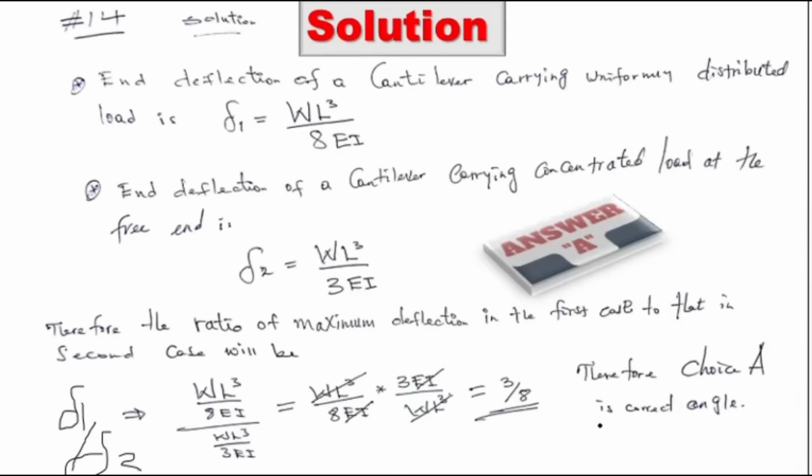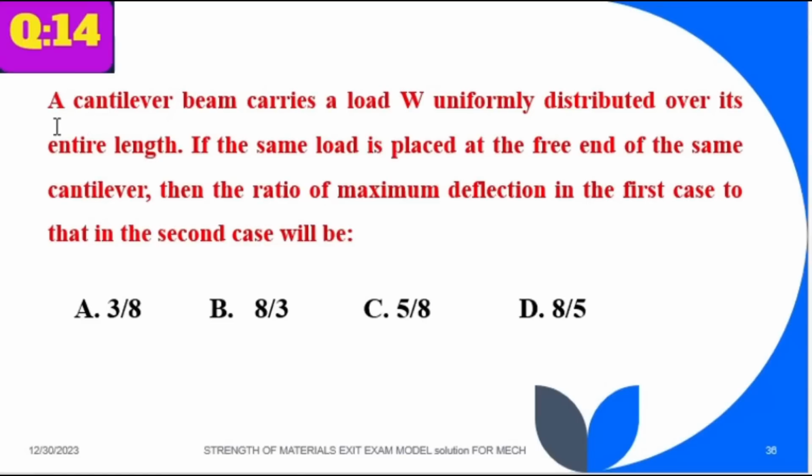Therefore, the correct answer for this question is choice A. For a cantilever beam which carries a load W uniformly distributed over its entire length, if the load is placed at the free end of the same cantilever, then the ratio of maximum deflection in the first case to the second case is 3/8. A is the correct answer.